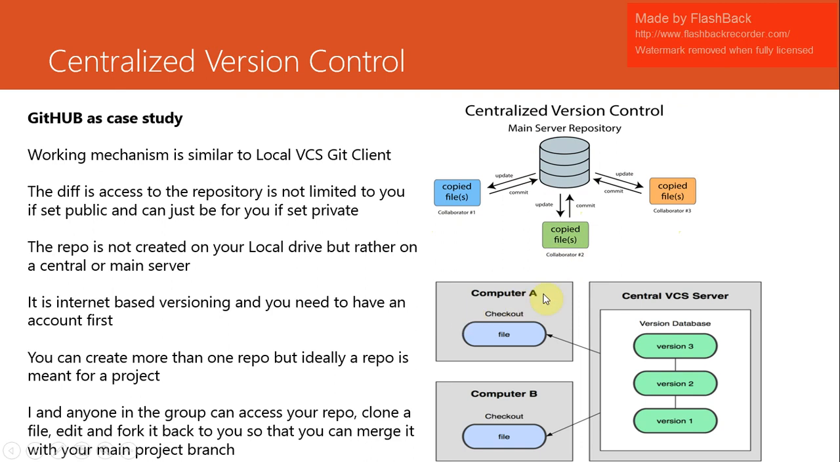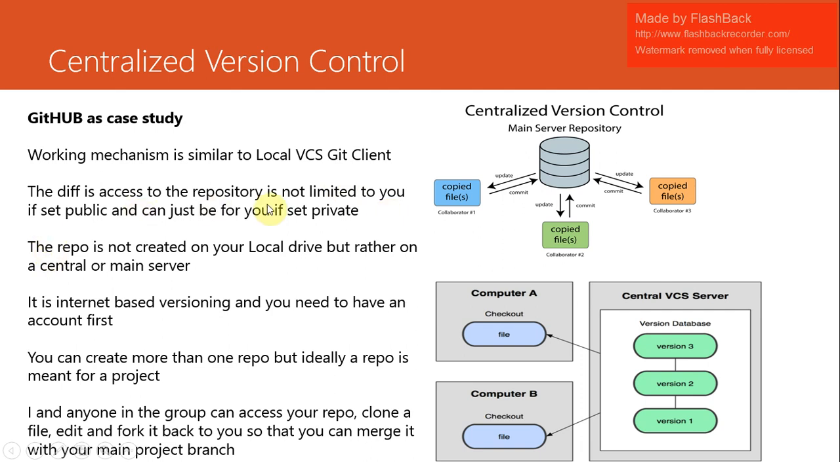Now, from computer A owned by collaborator 1, computer B owned by collaborator 2, a file can actually be committed into the central repo and be checked out from the central server. Same to collaborator 2 who uses computer B. Now it goes on and on like that. What's the idea? The mechanism is similar to local VCS. Now, the difference is that the repo is not limited to you.